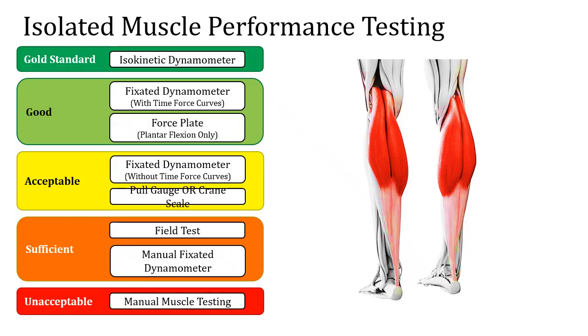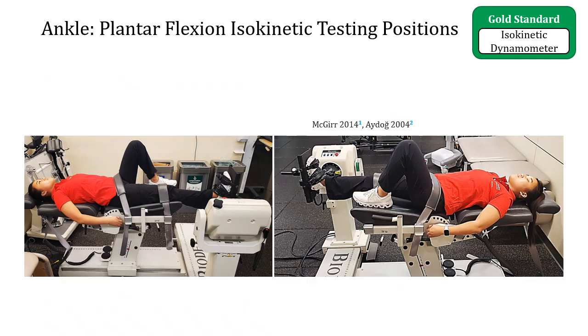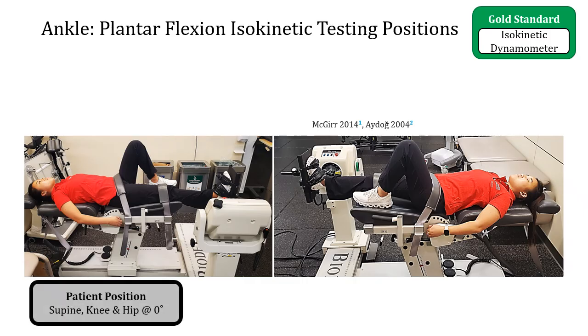So far and away, the powerhouse for forward propulsion during running is going to be the ankle plantar flexors, and our gold standard for testing methodology is going to be our isokinetic dynamometer. So there's multiple positions that have been described in regards to how to set someone up on an isokinetic dynamometer to test their plantar flexion strength. I've explored several of them. This is the one that I have found consistently gives the best results.